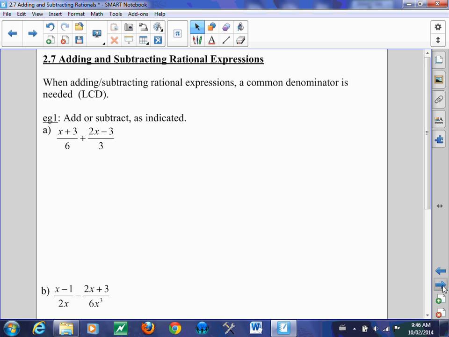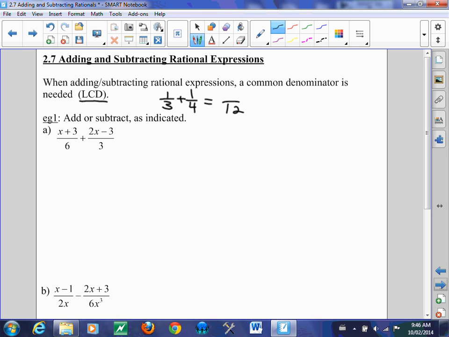is what happens. These are going to be your longest questions, and they're going to be worth more on your unit test, okay? Just remember, when we're adding and subtracting rational expressions or fractions, a common denominator is needed, and we call it the lowest common denominator, okay? So just a quick example, if I had 1/3 plus 1/4, what is our lowest common denominator? It's going to be 12.